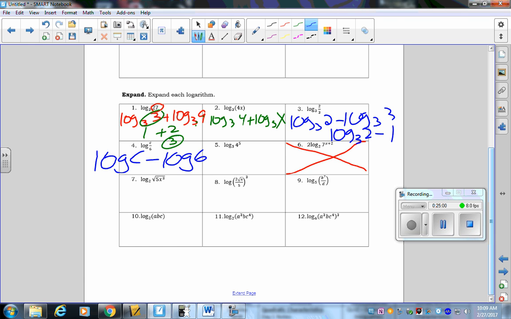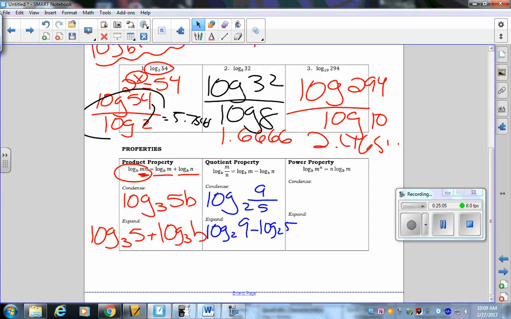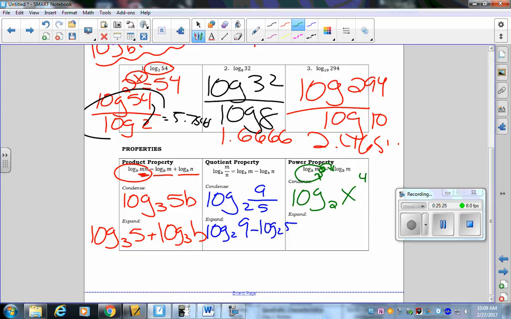All right, and then our last property is going to be our power property. What this one states is that if you have a log where the number is raised to an exponent, that's the same thing as if the exponent went in front of it. And this will help us a lot when we are combining, condensing, expanding, and solving, all that good stuff. Okay, so if I have log base 2 of x to the 4th, that is in condensed form. That is the same as if I had 4 log base 2 of x. Okay, you can type them in your calculator and get the same thing.